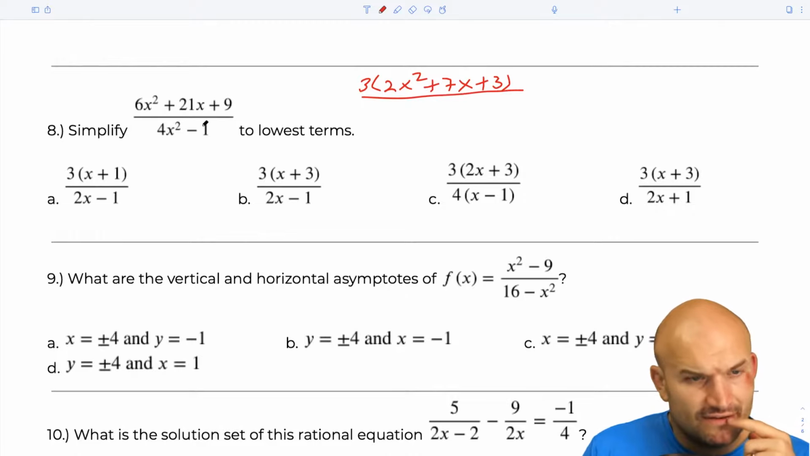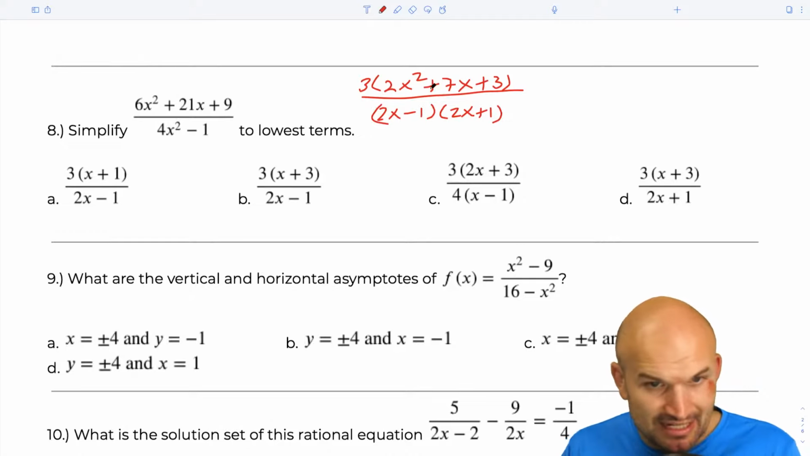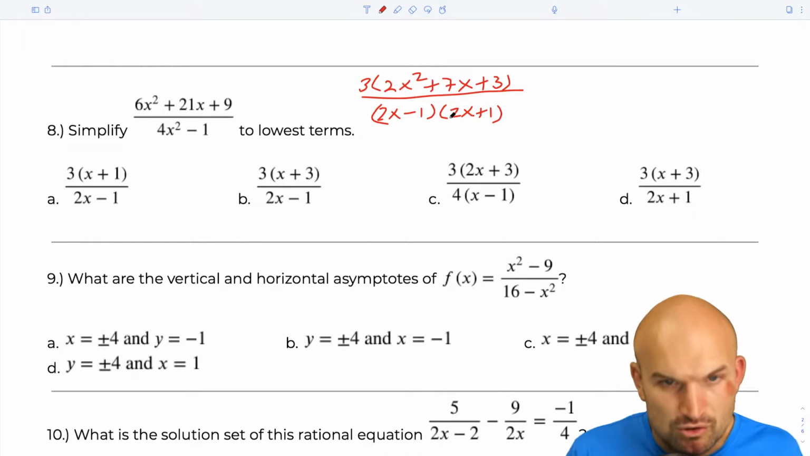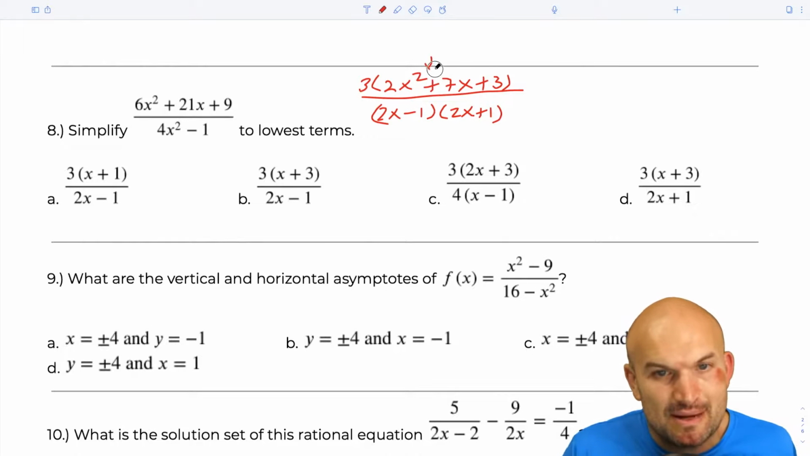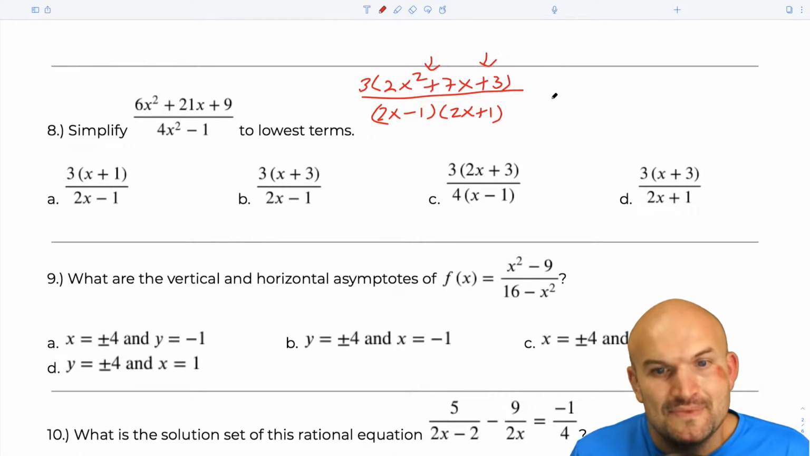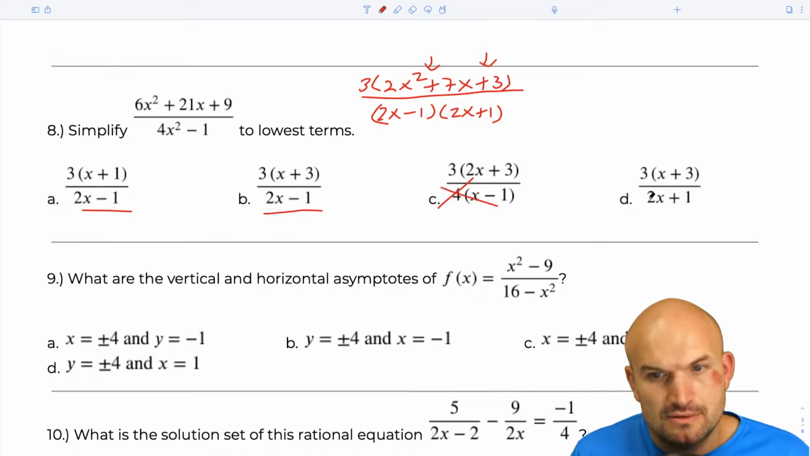And then here, I can factor difference of two squares. So that's 2x minus 1 times 2x plus 1. Now, guys, if I need to factor this out, something's divided out. It's going to be one of these quotients. Now, if my middle term is positive and my last term is positive, then I know it has to be 2x plus 1. It can't be this one, okay? So 2x minus 1 has to be my denominator.